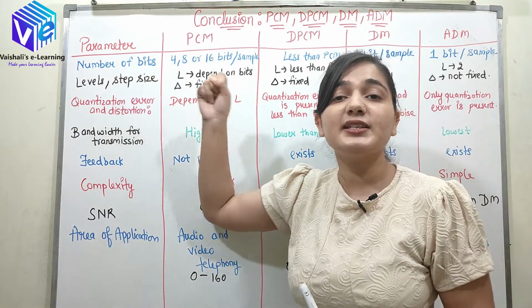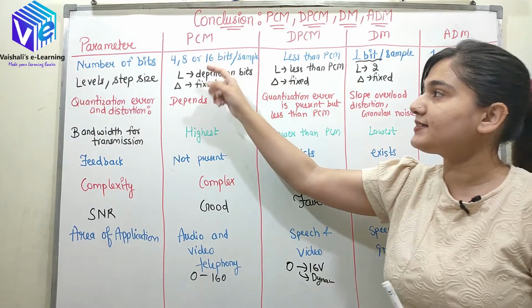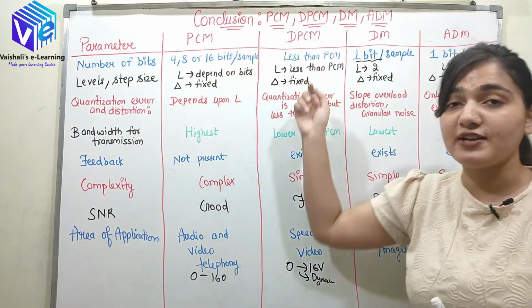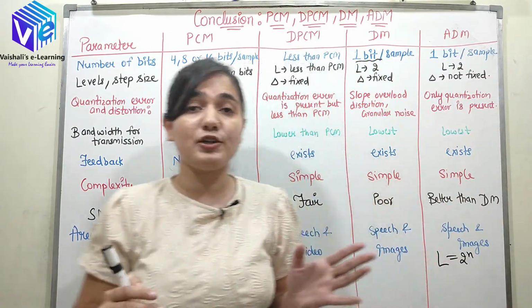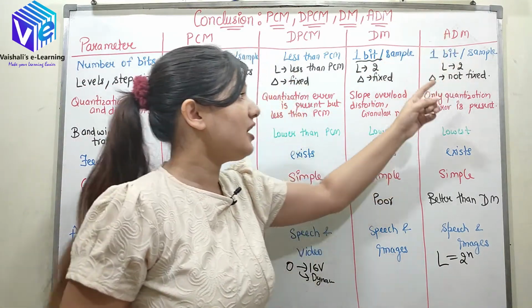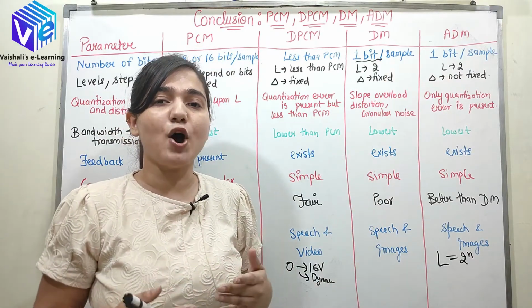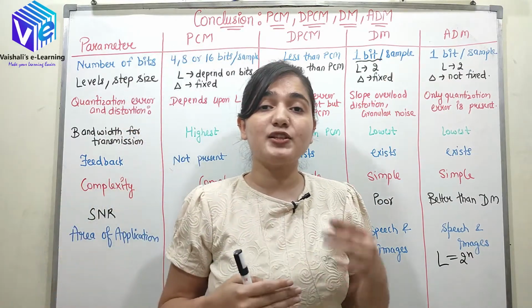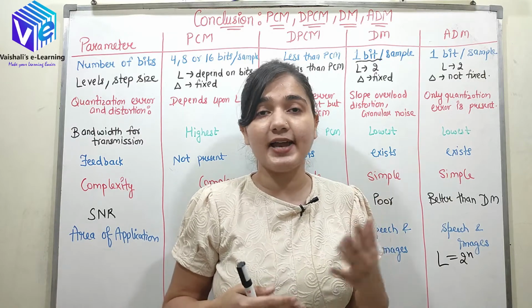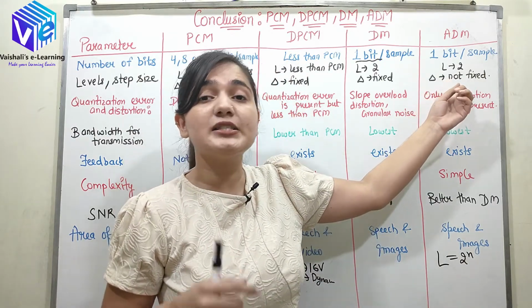Now talking about the step size. Step size is fixed in all of the 3 cases: pulse code modulation, differential pulse code modulation, delta modulation. But when I talked about adaptive delta modulation, there the step size was not fixed. It will depend upon the message signal, and if the slope of the message signal is larger, at that time the step size would be larger. So it is not fixed.